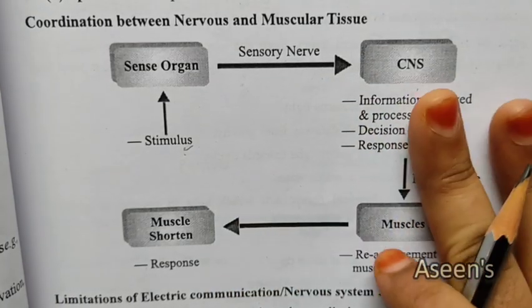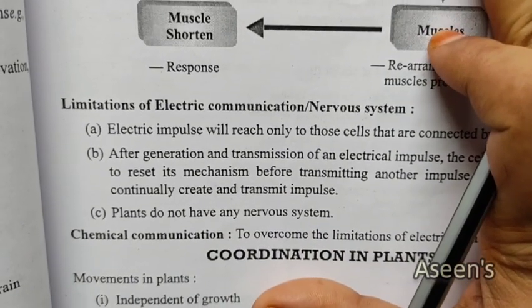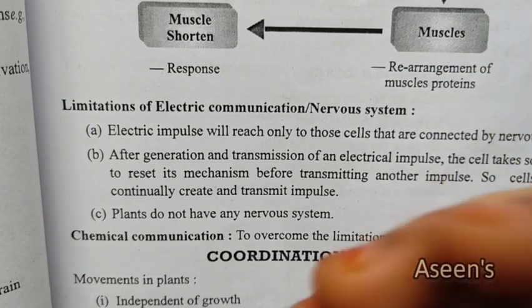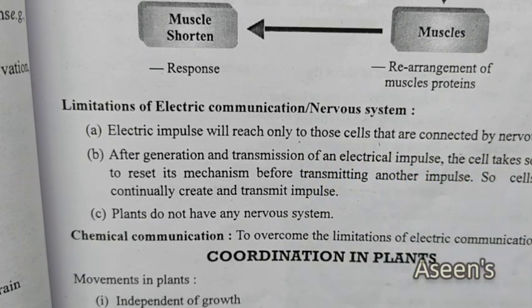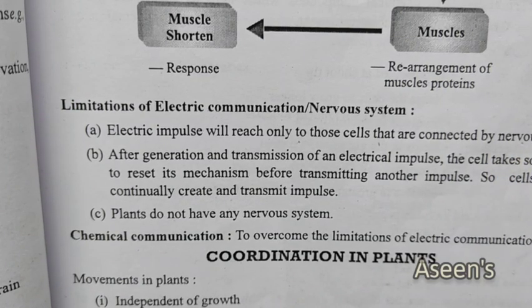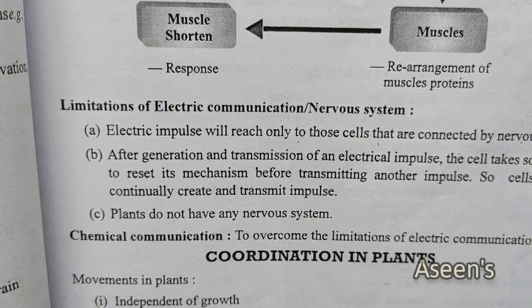Now let's talk about the limitations. This is something which might be asked to you: what are the limitations of this electrical communication, or of your nervous system? The first one is that electrical impulses will reach only those cells that are connected by nervous tissue. In such a big, complex body, each and every cell is not connected to one another by nervous tissue. There are certain parts of the body or certain cells which are not connected to the nervous tissue at all. Those are the regions where your messages or electrical impulses will not reach. They'll only communicate wherever their network is. So again, this is a drawback. It cannot be worked on each and every cell of your body unless it is connected by a nervous cell or nervous tissue.